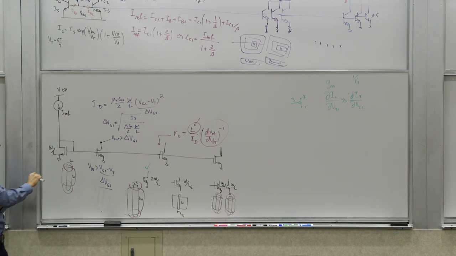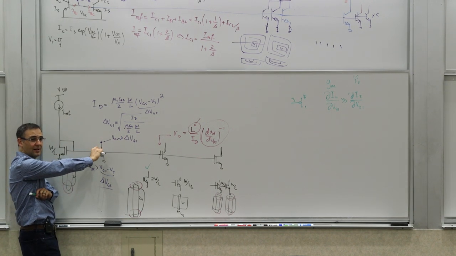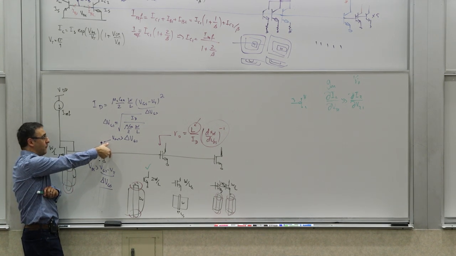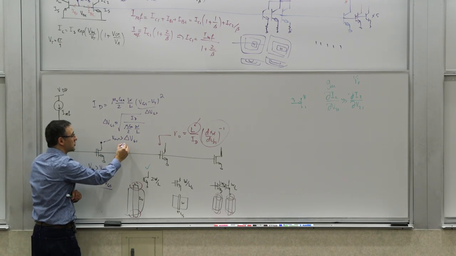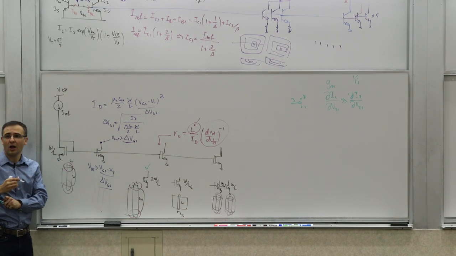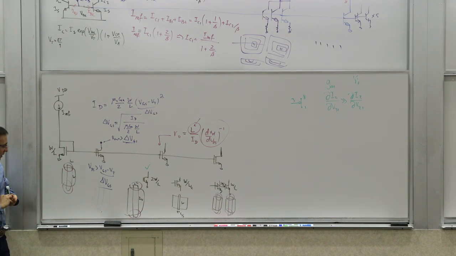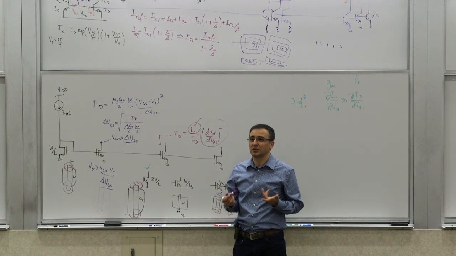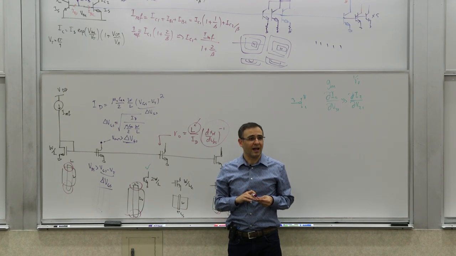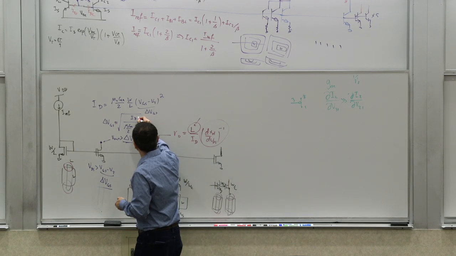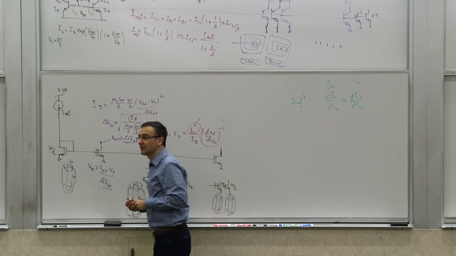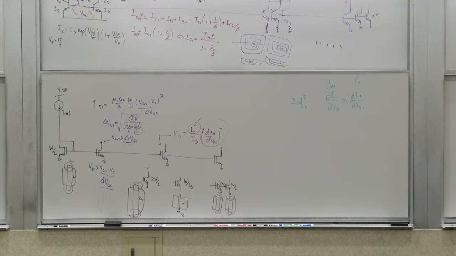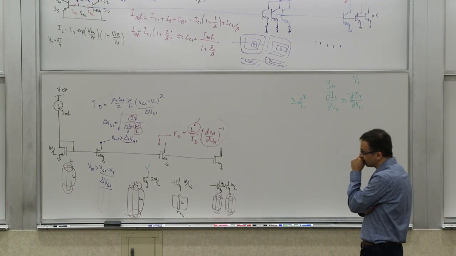So if I want a large room to operate, in other words, I don't want this to crunch or go into the triode region for high voltages, I want this voltage to be low. I want the gate overdrive to be small. What are the things I can change to make that small? There are really three things in my control as a designer: the current, the width, and the length.